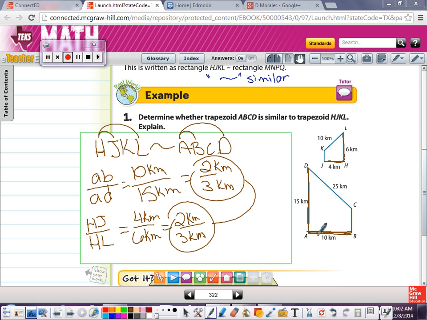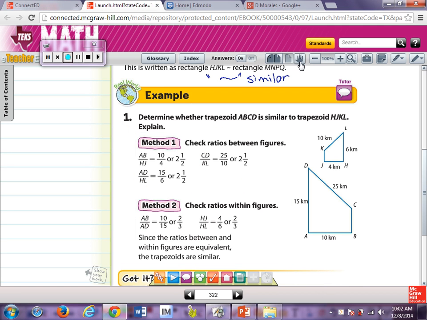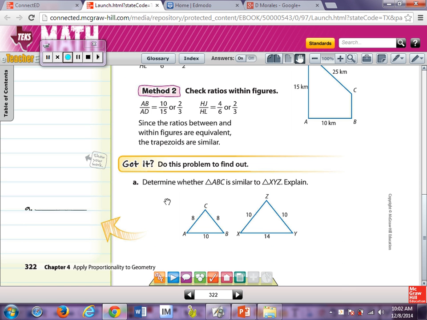So your task now is to go ahead and work on the first Got It that we have down here, which is Got It number A. Use both methods. Not only do you have to determine if they are similar, but you also have to explain how you know. You can either use the first method, where you check equivalent ratios between the two shapes, or you can use the second method, where you take two sides from each shape and see if you get the same ratio.